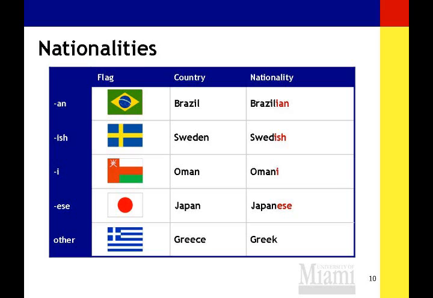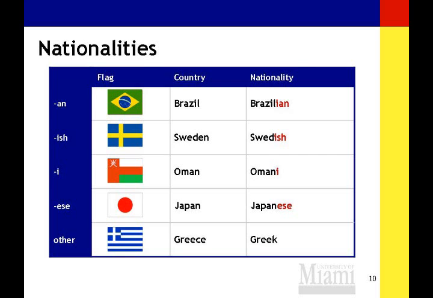Let's look now at how we use countries and nationalities. On this table, you'll see a flag representing each country, then the name of the country, and the nationality. There are some common patterns in forming nationalities in English. For example, Brazil is the name of the country, and we add IAN, Brazilian, to make the nationality. Or Sweden, and we add ISH, Swedish. Also, Oman, we could add I at the end, Omani. And Japan, which ends with an ESE, Japanese. There are some others that are quite irregular, such as Greece and Greek. Let's practice using these nationalities now.